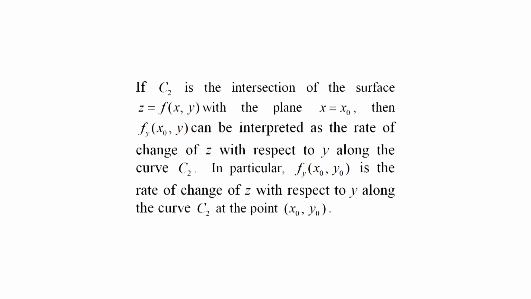Similarly, if C2 is the intersection of the surface z = f(x, y) with the plane x = x0, then f_y(x0, y) can be interpreted as the rate of change of z with respect to y along the curve C2. In particular, f_y(x0, y0) is the rate of change of z with respect to y along the curve C2 at the point (x0, y0).